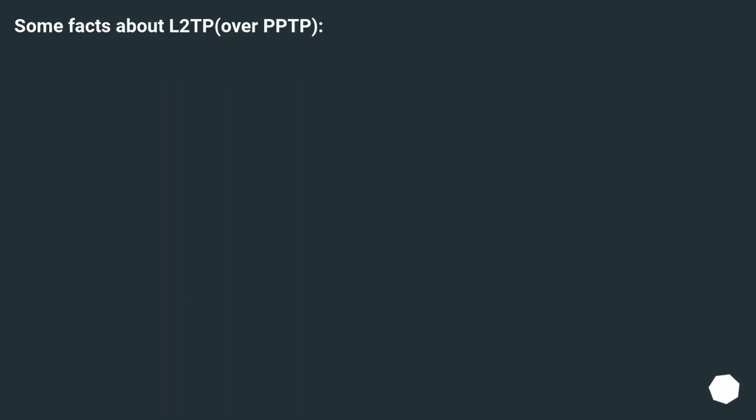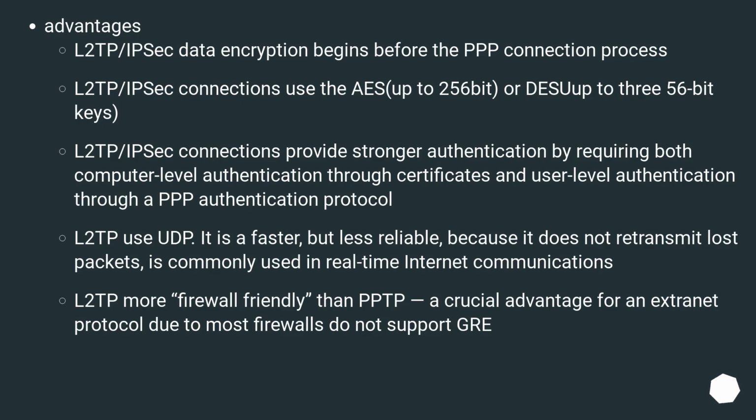Some facts about L2TP over IPsec. Advantages: L2TP/IPsec data encryption begins before the PPP connection process. L2TP/IPsec connections use AES up to 256-bit, or 3DES up to 168-bit keys. L2TP/IPsec connections provide stronger authentication by requiring both computer-level authentication through certificates and user-level authentication through a PPP authentication protocol.